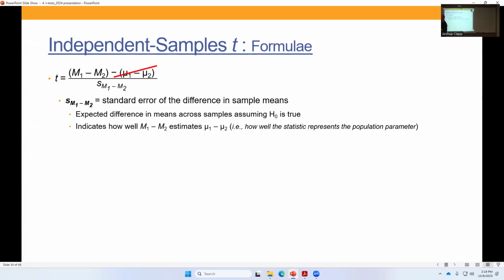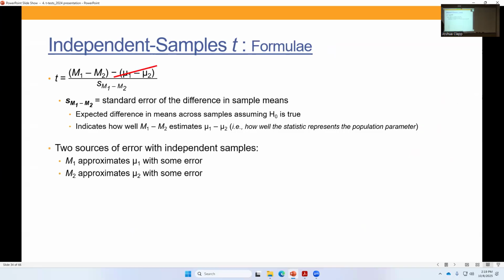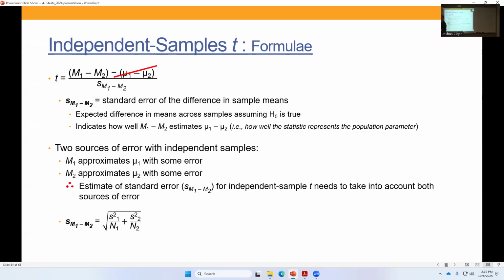The thing here is we've got the difference in sample means over the standard error of the difference in sample means. The issue with the standard error here versus our single sample test is this: in our single sample test, Jack, how many sources of error do we have to worry about? Just the one, right? When we're working on an independent sample test, now we're working with two sources of error. We have to account for both of those.